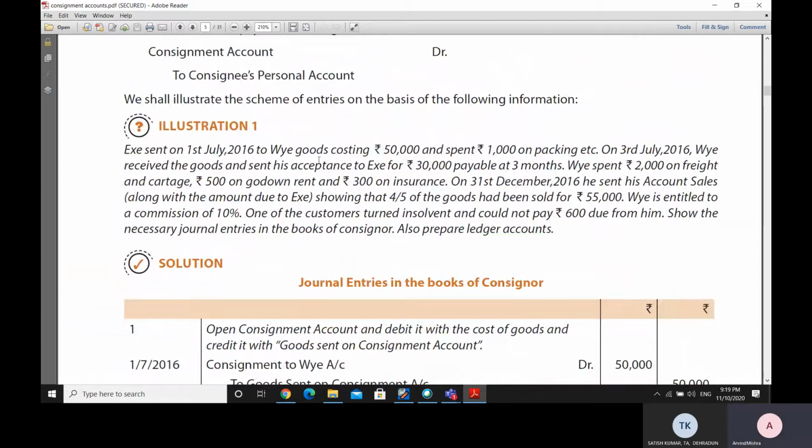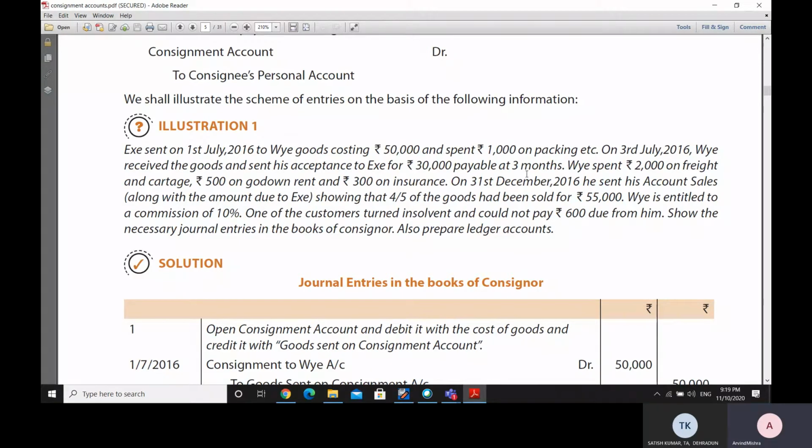X had sent on 1st July to Y goods costing 50,000 rupees. Now here it is being said that instead of 50,000 rupees, X has valued them in the pro forma invoice at 60,000 rupees. And X has spent 1,000 rupees on packing. Thereafter, after 2 days on 3rd July, Y received those goods which were sent by X, and he sent his acceptance to X. Sent his acceptance to X means there was a bill which was sent, so he accepted the bill and sent it back for 30,000 rupees payable at 3 months.